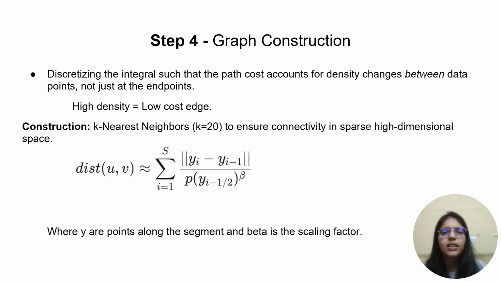We achieve this mathematically by discretizing the path segment and approximating the integral as shown in the equation. The distance is the sum of the physical lengths of the segments y_i minus 1, but each is divided by the density p at its midpoint, raised to the power of beta. This is the function that determines whether a connection is semantically meaningful.